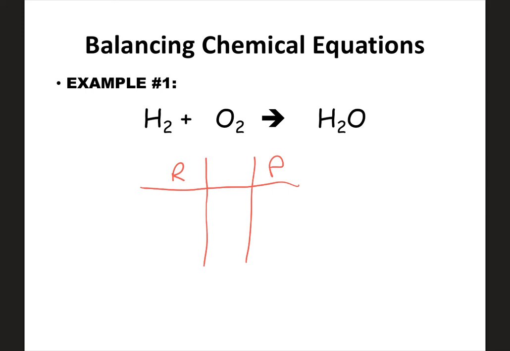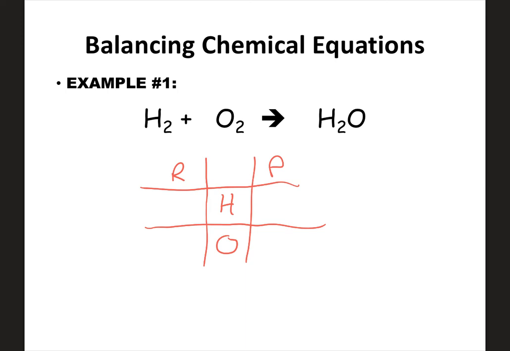The first element I see on the left side of the equation is H, so I'll put that in the center. Then I'll put a line for another row. The next element I see left to right is O. Then I hit my arrow, and notice the elements are always going to repeat the exact same on the product side because they have to be balanced. Once you hit your arrow, you're done. There's only H's and O's in this reaction.